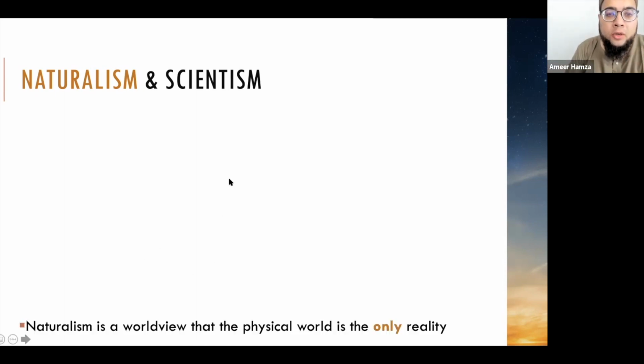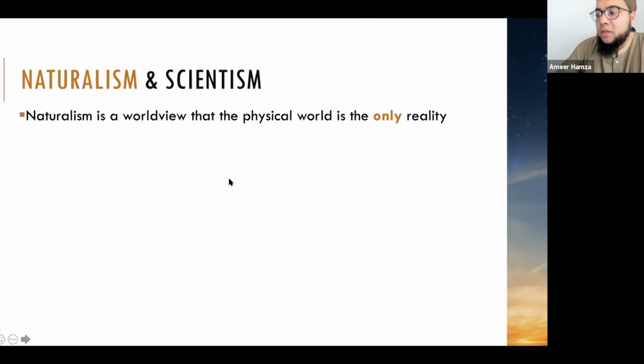So, with this in mind, go ahead and get the following in your notes. You guys, naturalism is the worldview that the physical world is the only reality. That matter and energy is all there is ultimately. And I want you to take a moment and appreciate just how tall this claim is. That for a naturalist, matter is the starting and the ending point of all existence. It is al-awwal and al-akhir for them.